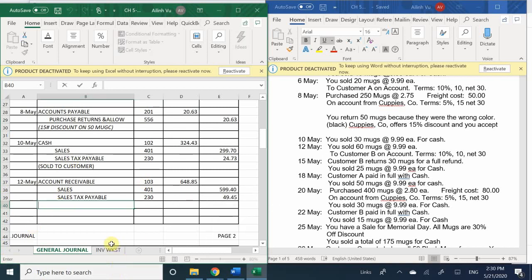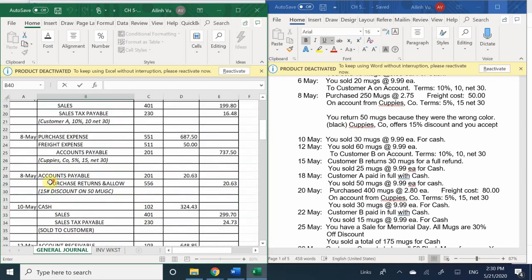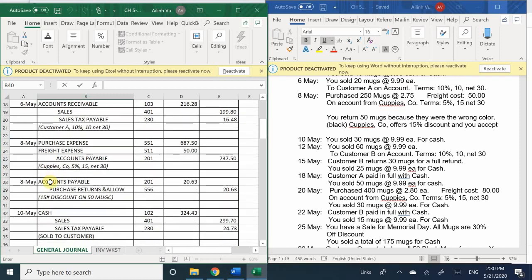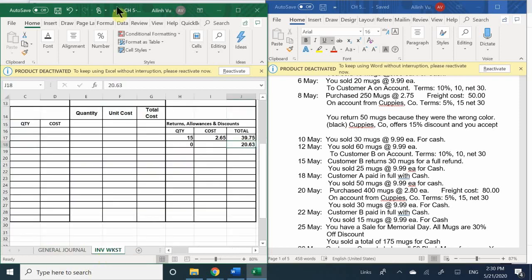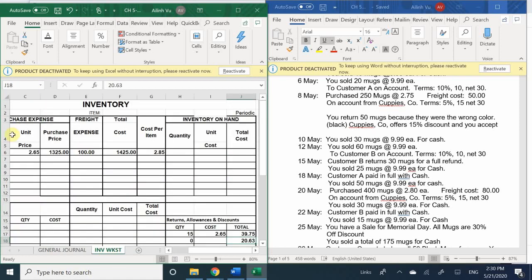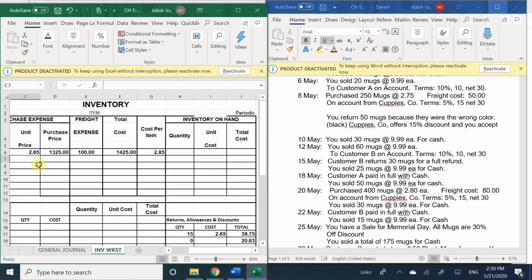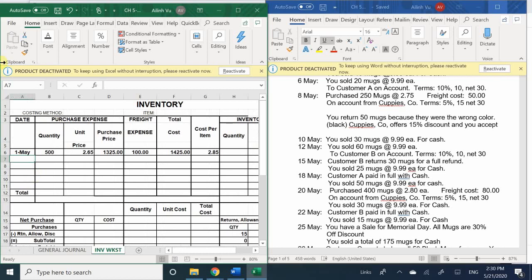Hold up. I totally forgot. Did we just make a purchase? No, we sold these. No, it's a sale. Yeah, we sold the mugs. All right, but hold up. Let's see. Did we enter in our purchase? No, we didn't enter in our second purchase. We recognized the return here, but we forgot to put in this. We were so focused on journalizing, so let's go ahead and put the information back in the inventory page.